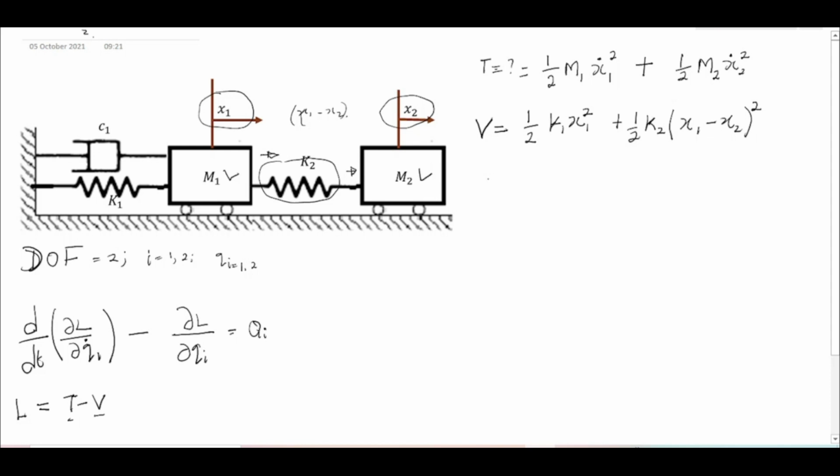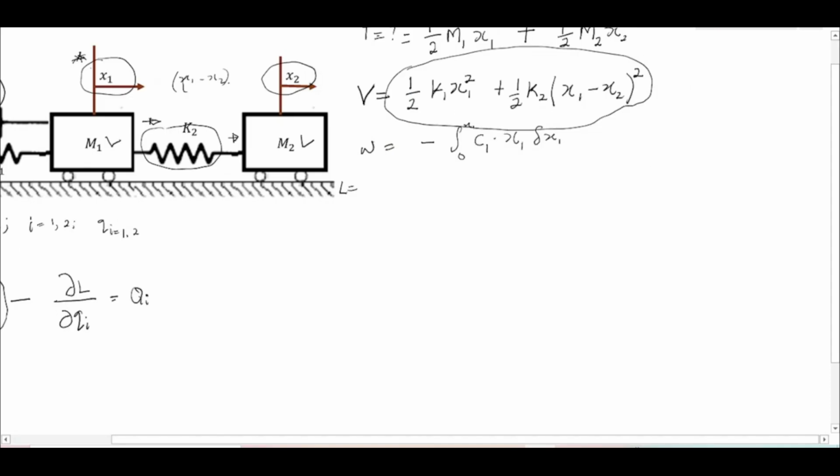There's one other term we may need to calculate, and that's our work done. We have a damper, we have damping in the system. And the damping, as you can see, C1 here, is a result of this displacement, this generalized coordinate x1. We have that work done is equal to minus the integral from 0 to x1 of C1 multiplied by S1, integrated with respect to our displacement S1.